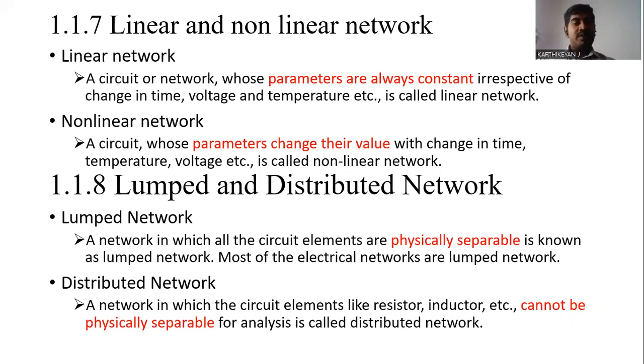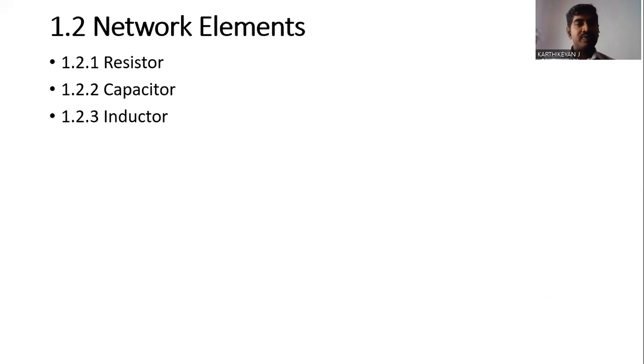Linear and nonlinear elements. A circuit network whose parameters and laws are constant, irrespective of time, voltage, temperature, is known as a linear network. If the parameters change with respect to time, temperature, voltage, it is known as a nonlinear network. A lumped network is one in which all the circuit elements are physically separable. If they cannot be physically separated, it is a distributed network.